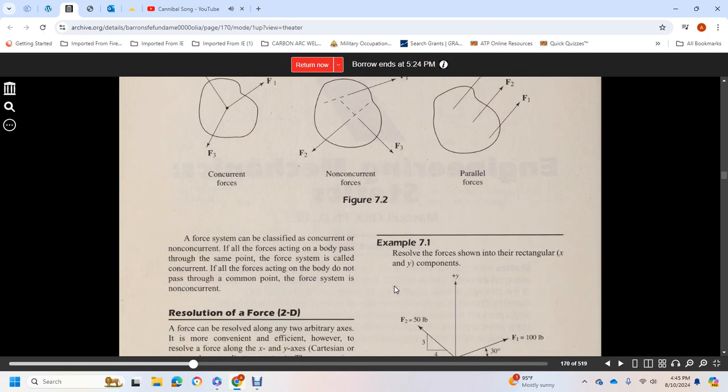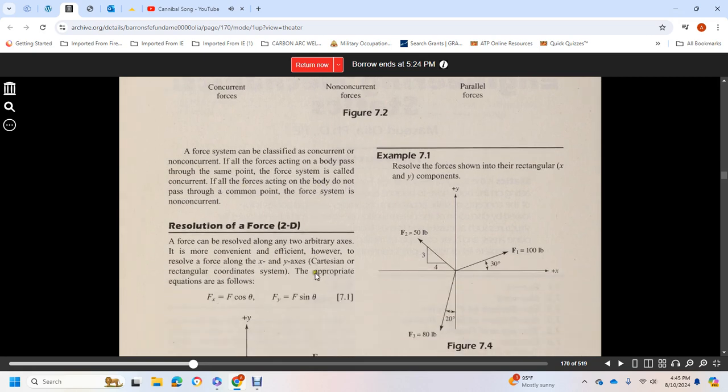A force system is classified as concurrent or non-concurrent. If all forces acting on the body pass through the same point, the force system is called concurrent. If the forces acting on a body do not pass through a common point, the force system is non-concurrent. The resolution of a force can be along any two arbitrary axes; the more convenient, the more efficient. However, the most common is resolving along the x and y axes of the Cartesian rectangular coordinate system. The appropriate equations are as follows.